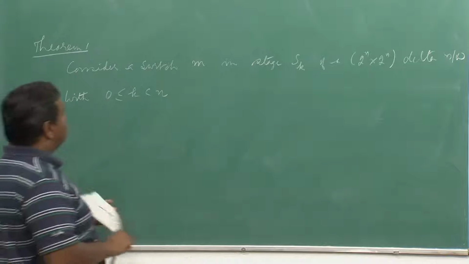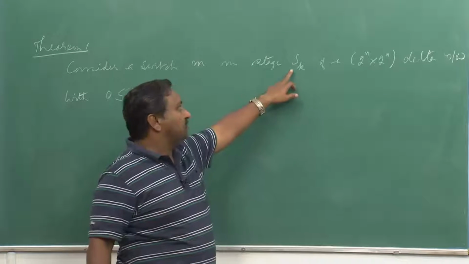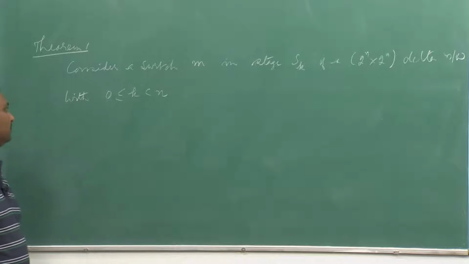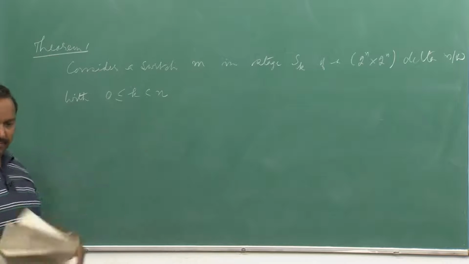Okay. So, the stage is going to change from stage 0, S0, to Sn minus 1, a total of n stages. So, there is no equality being put here because of that.